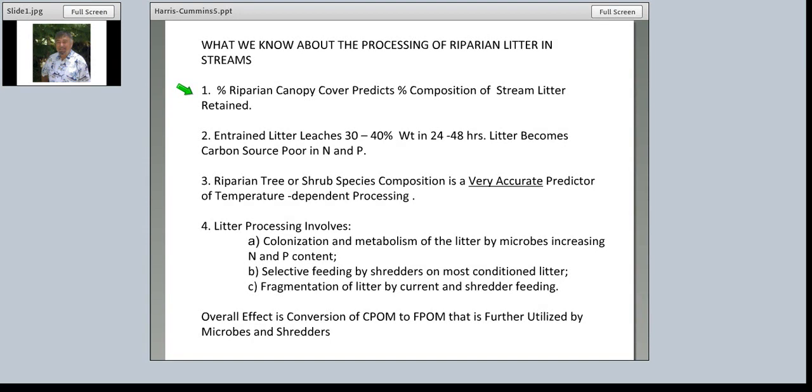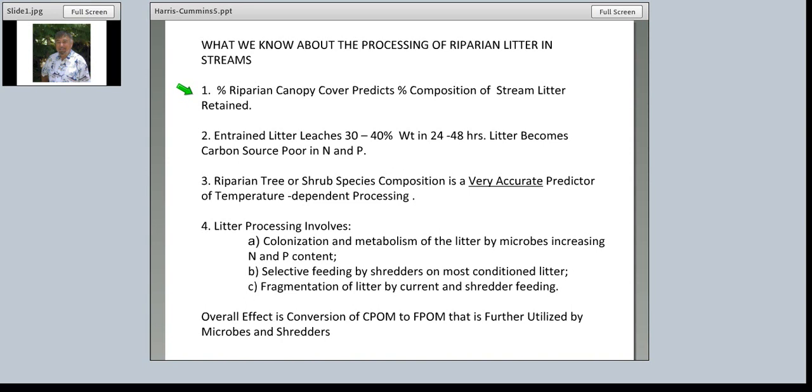So the processing involves, first of all, the colonization of the litter by microbes. They enter the litter and begin to metabolize it. They actually turn this very rich carbon source and poor nitrogen phosphorus source into a good nitrogen phosphorus source by virtue of their own biomass accumulation. Then selective feeding by shredders occurs on the most conditioned litter, that is the litter with the most microbes.